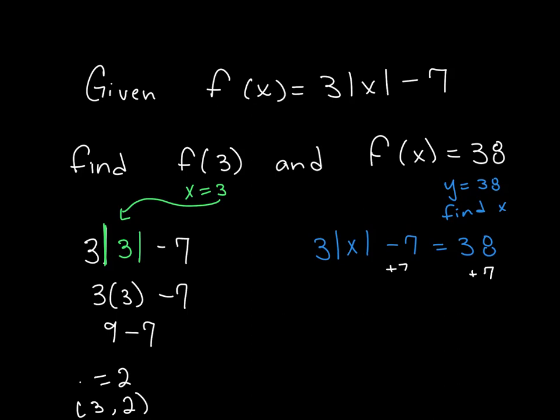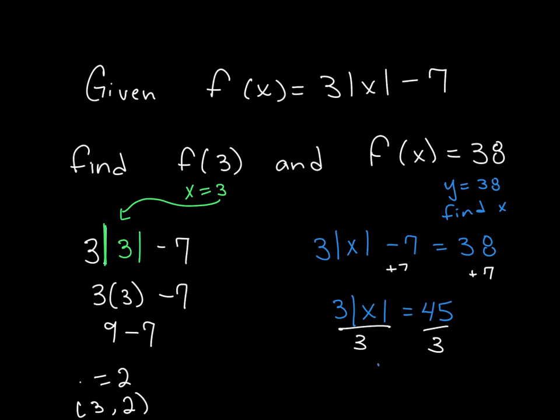When I go through and do that, on the left side, I am just left with 3 times the absolute value of x, which is equal to 38 plus 7, and 38 plus 7 is equal to 45. And again, we want to get the absolute value of x all by itself, so I need to divide by that 3, so I want to divide both sides by 3. And 45 divided by 3 is just equal to 15.